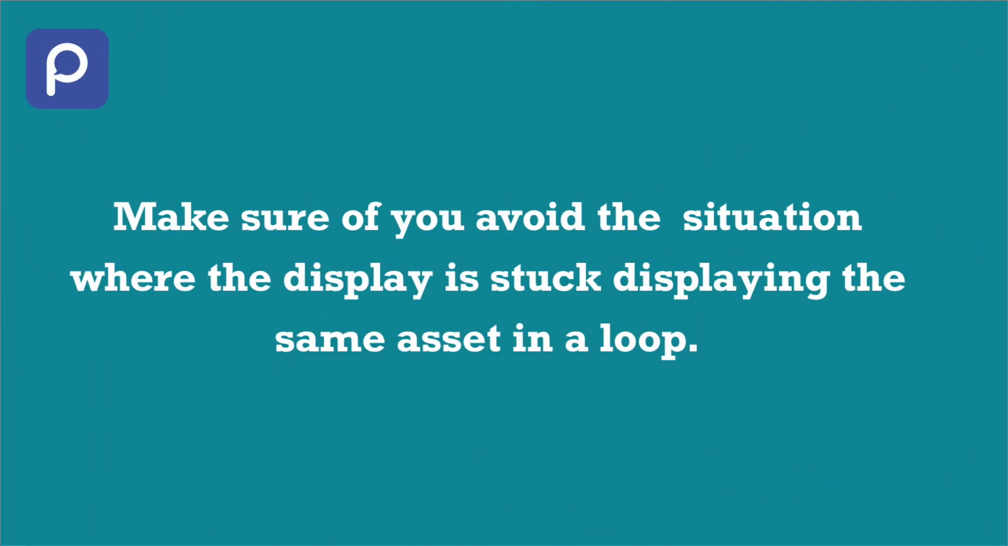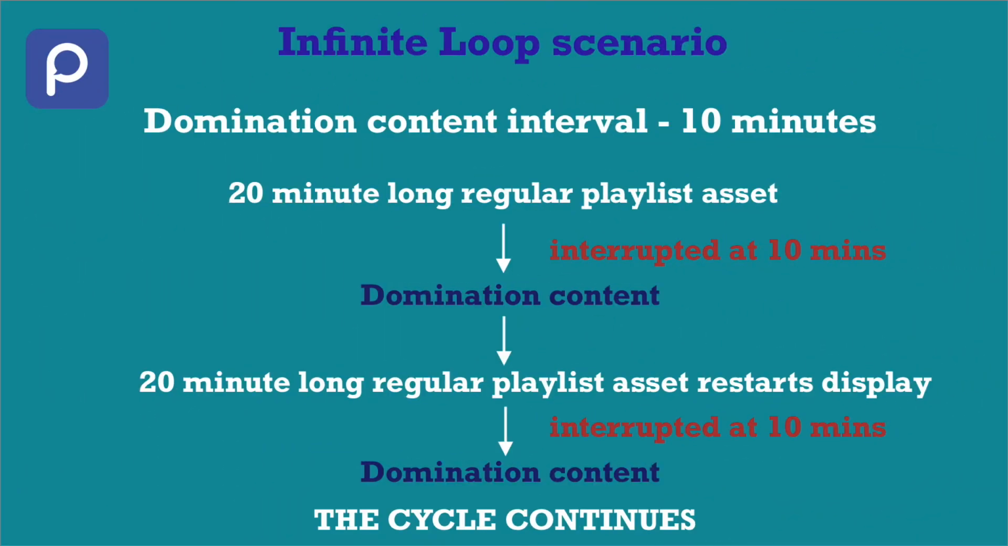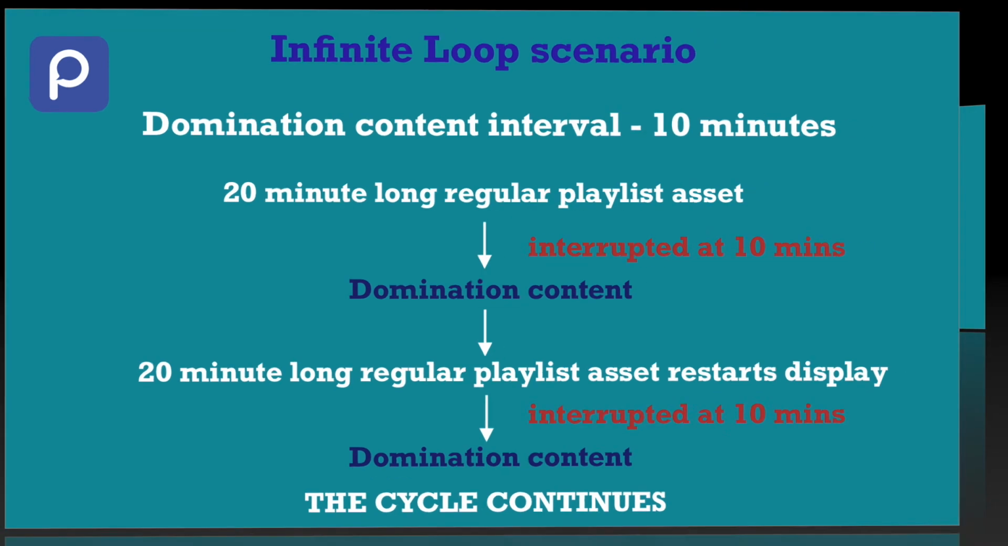While scheduling, carefully ensure that your display is not stuck in a loop. In our example, the domination content interval duration is 10 minutes. Say for example, when your display is interrupted for domination content insertion, the regular display is in the middle of playing an asset having 20-minute display time. After the domination content playlist completes its display, the 20-minute long regular playlist asset whose display was interrupted will restart its display from the beginning, again to be interrupted at 10-minute mark. Thus the regular playlist will be stuck to displaying this single 20-minute asset without moving forward. Make sure you avoid such loops.